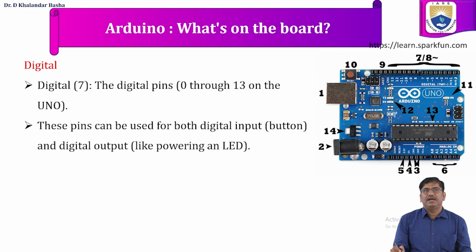Next, we'll come to the digital I/O pins. On the top here, we can see the digital pins, that is pin number 0 to pin number 13. So a total of 14 DIOs are existing on the Arduino Uno board. These can be used for both digital input and digital output.